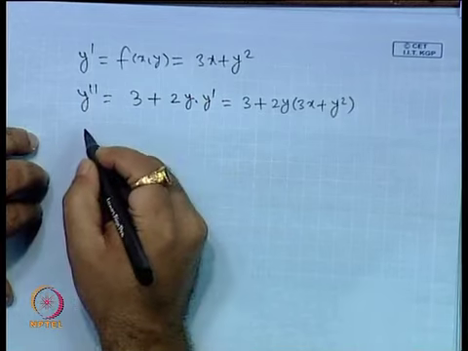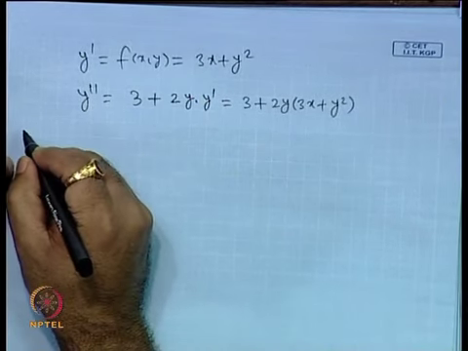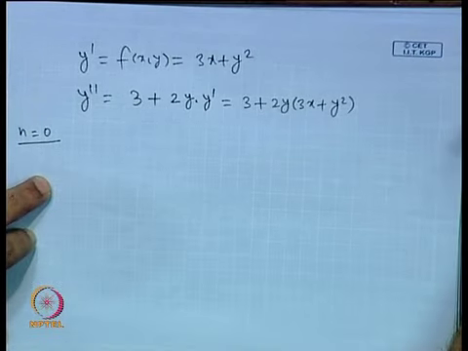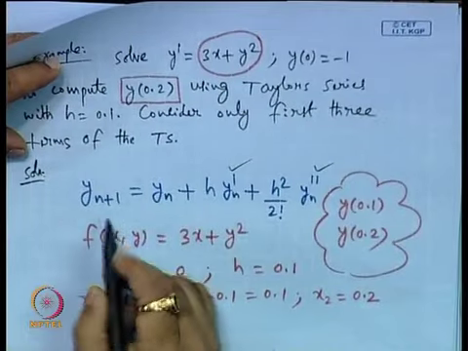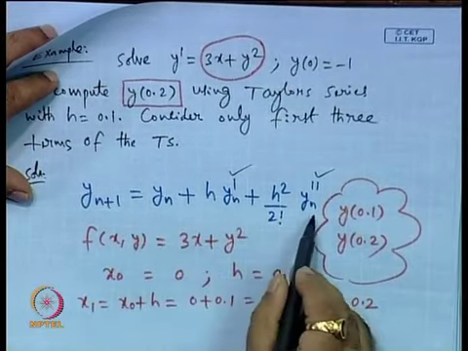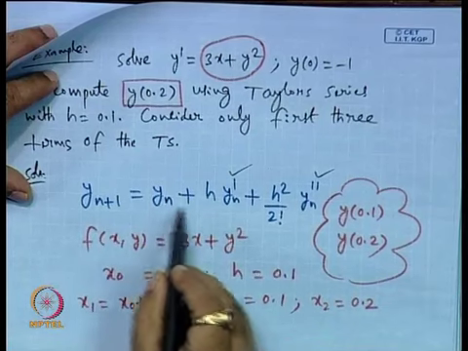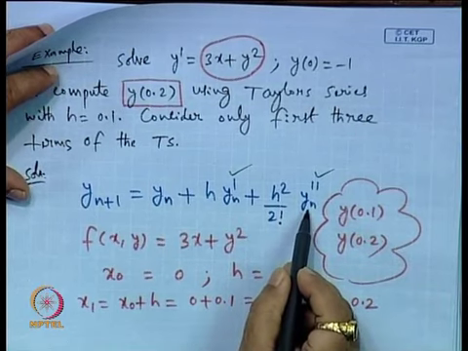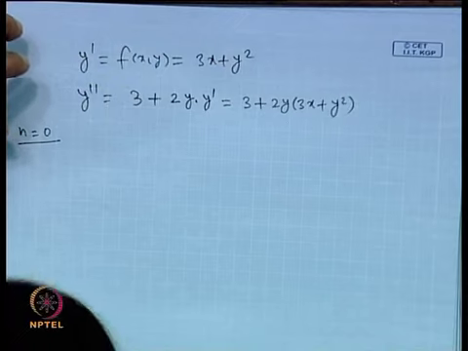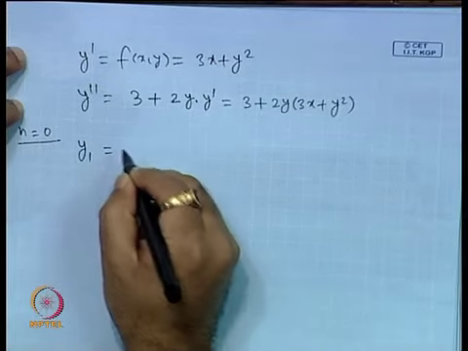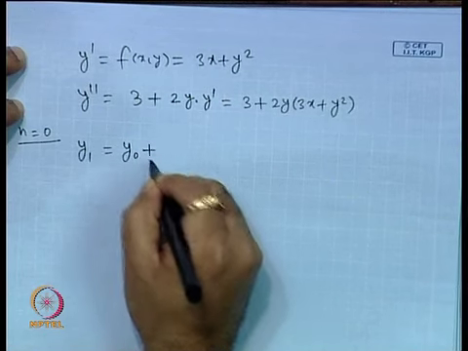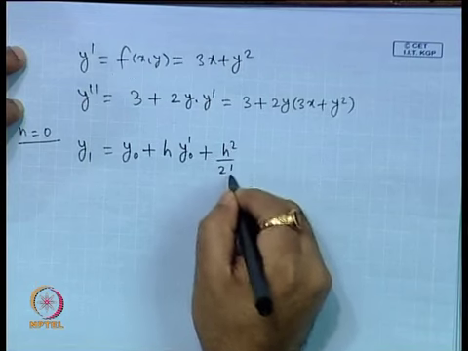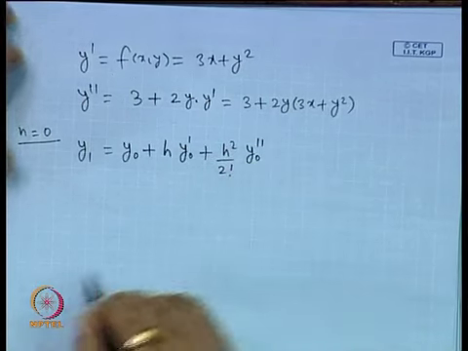Now consider the case n equals 0. Then in this Taylor series, y1 is y0 plus h y0 prime plus h square by factorial 2 y0 double prime. So let us write down y1 is y0 plus h y0 prime plus h square by factorial 2 y0 double prime.